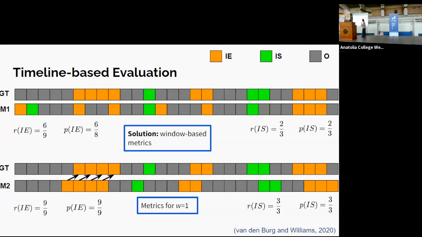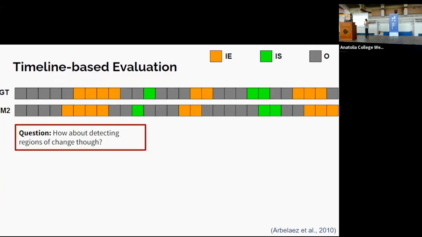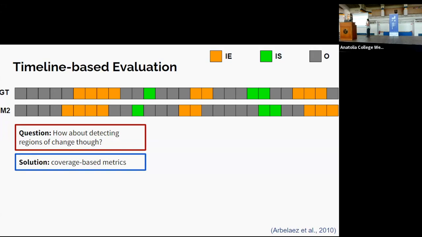So the solution we gave was to consider metrics from different areas. We looked at window-based metrics, which come from the field of change point detection. Essentially, when you're counting your true positives and false negatives, you give yourself some leeway of a certain window size. And here it was a window of one. But this still doesn't help you with identifying the regions. So how do you identify whether something captures the shape well?